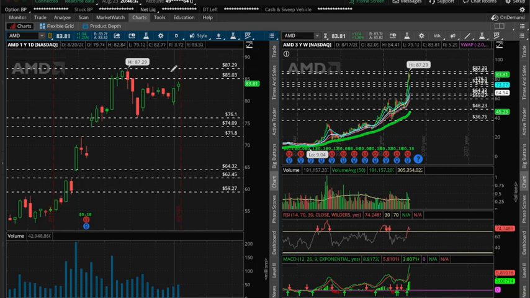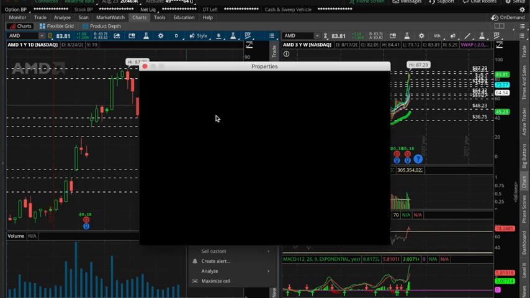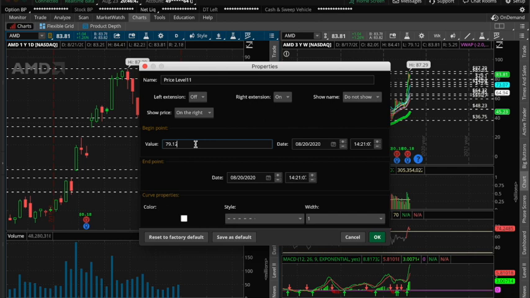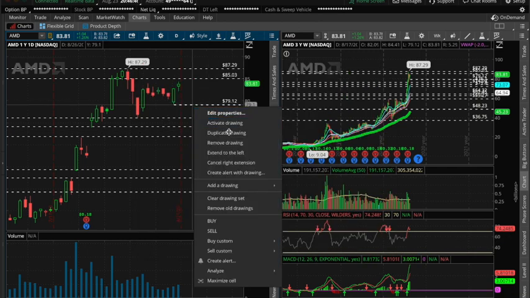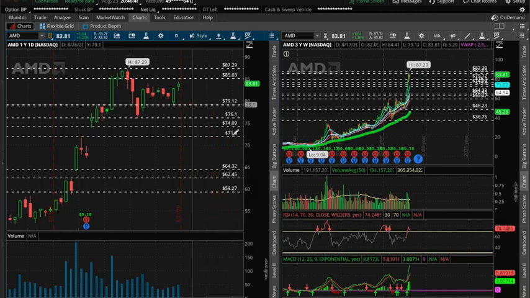These are daily candles, by the way. So we have a low of 79.12. So we had that one plotted. Let's edit it to make it exact at 79.12. So you extend that one to the left. And now you have majority of your resistances and supports drawn.